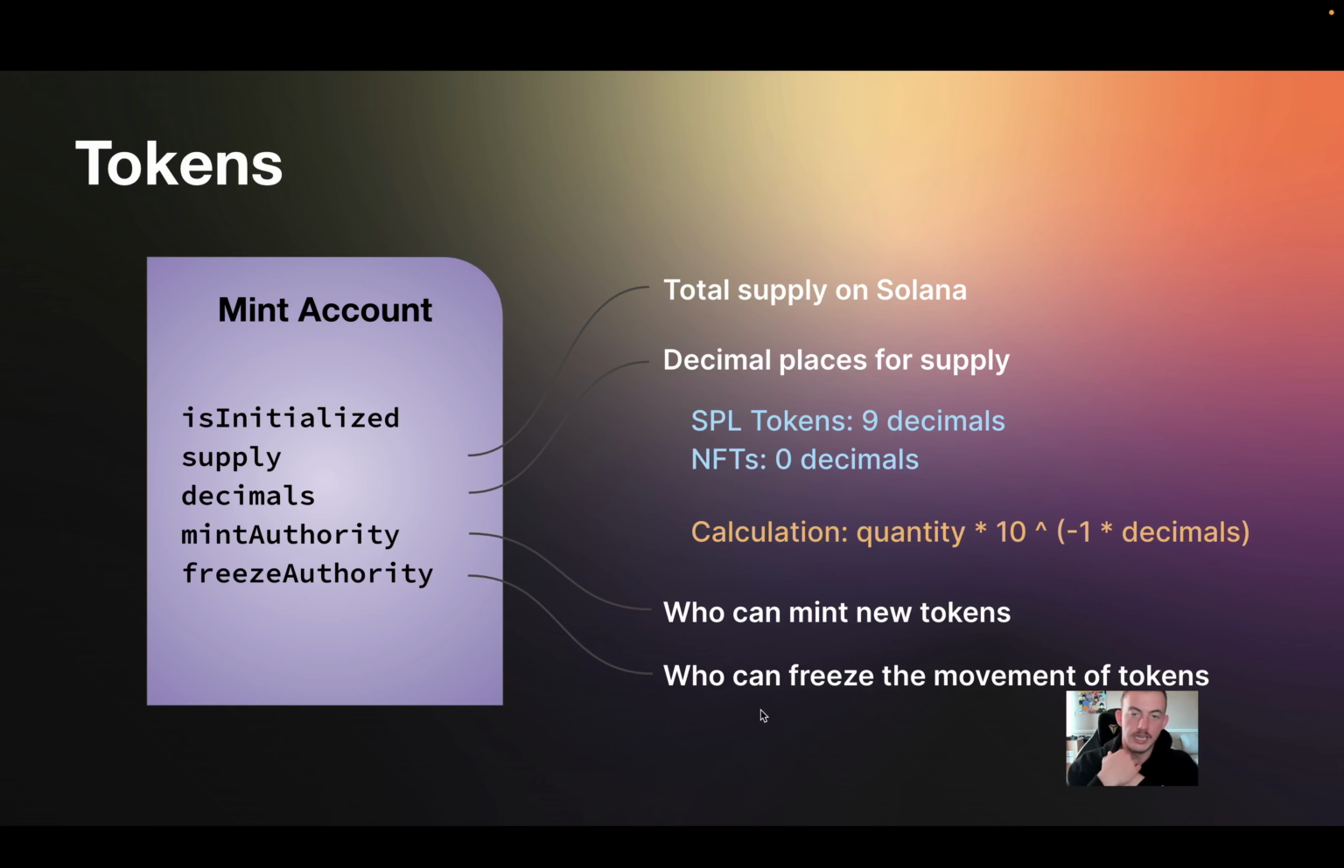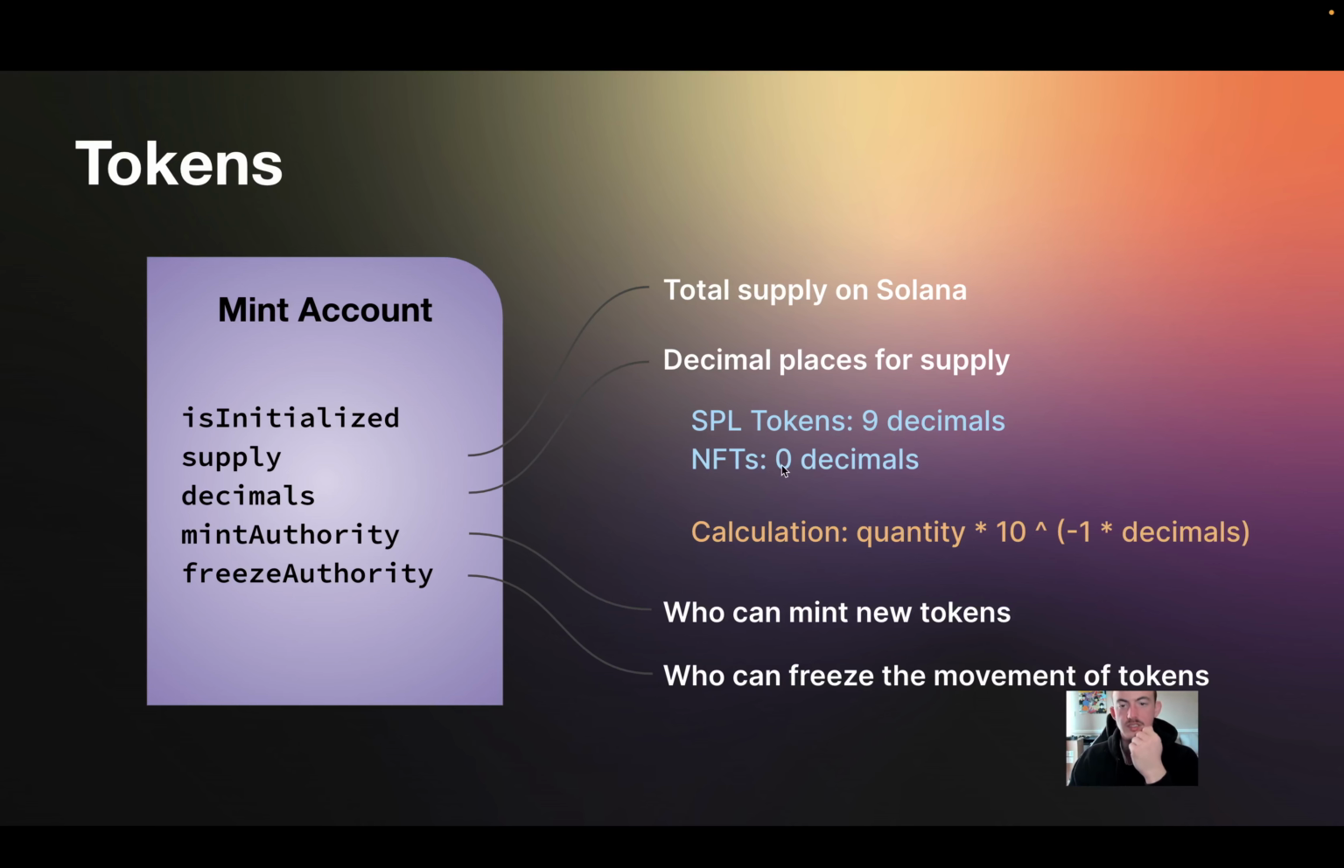So quick note on decimal places. You can see I put the calculation in here. Basically what that means is it's how your supply breaks down. So you can see it's quantity times 10 to the negative 1 times decimals. So in layman's terms, if you have 3 decimals and you want to, let's say, mint 5 tokens, that's actually going to be 0.005, right? It's just like you're taking the decimal, whatever number decimal place is over. That's all that means. With an NFT, it's 0 because if you think about it, 1 is 1, right? Like 1 NFT is 1.